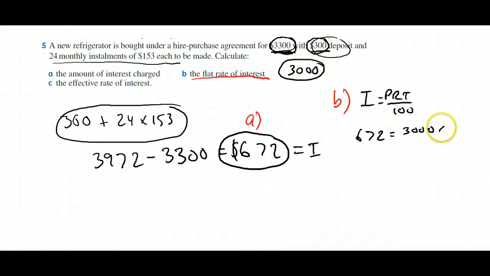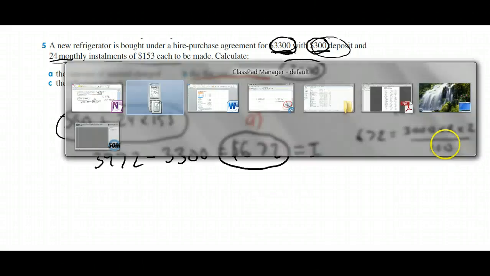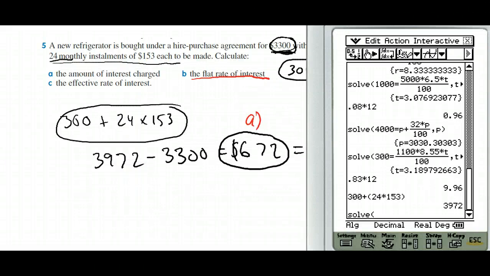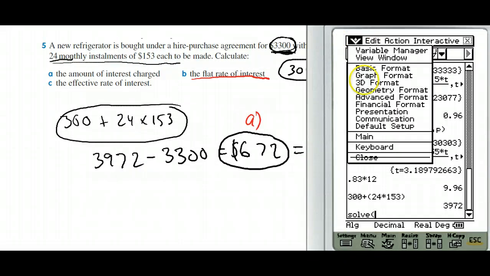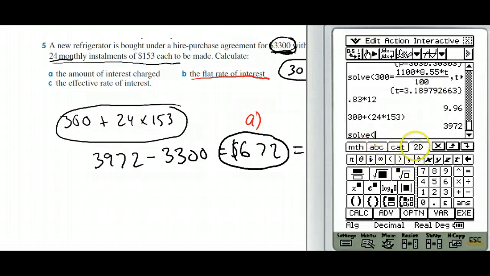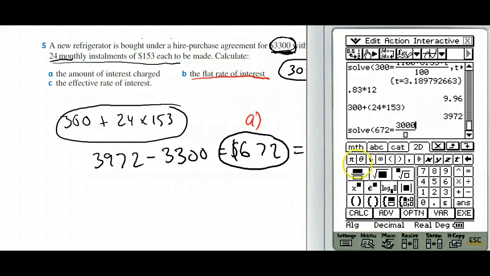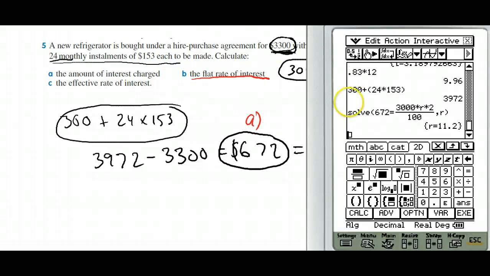That was the principal. Okay, the flat rate of interest is what we want to work out, and the amount of time over 24 months, that's 2 years. And divide it all by 100. Let's solve that. We'll need the keyboard to make a fraction. Okay, so 672 equals 3000 times R, which we don't know, times the amount of years, which is 2, all over 100, and we want to solve for R. 11.2%.